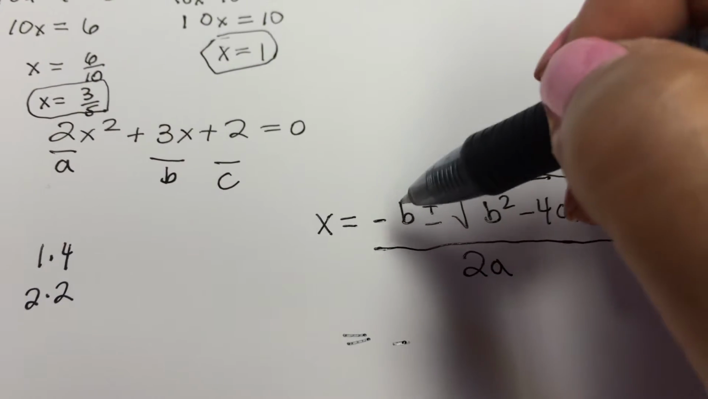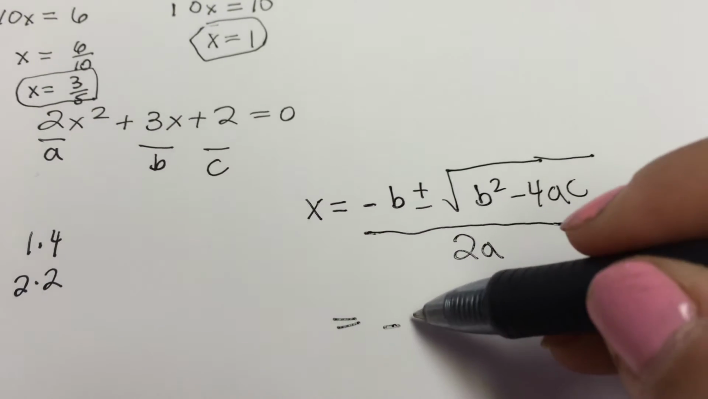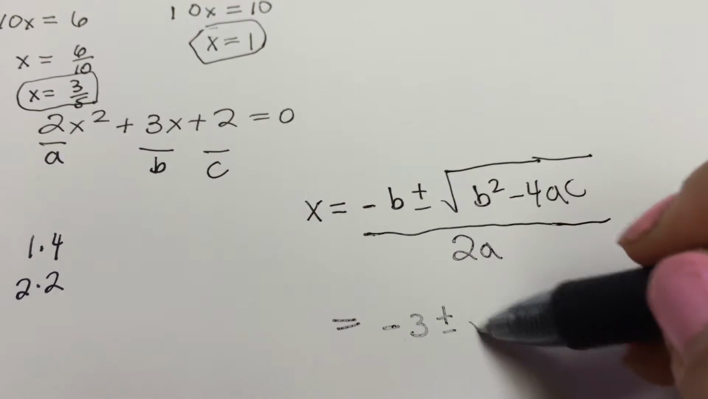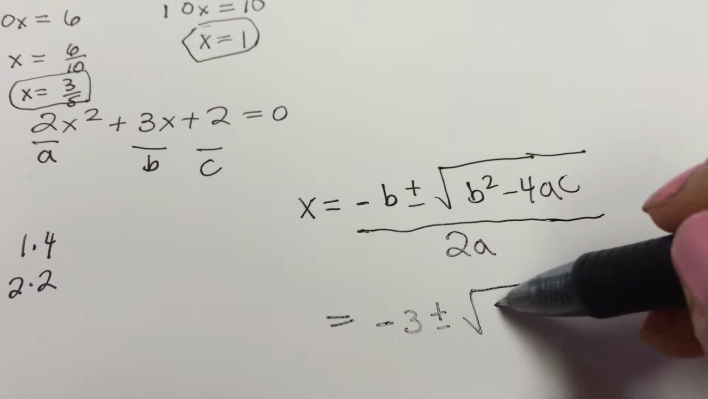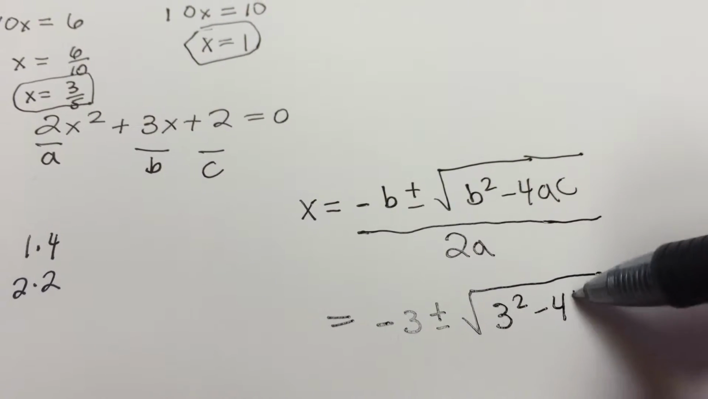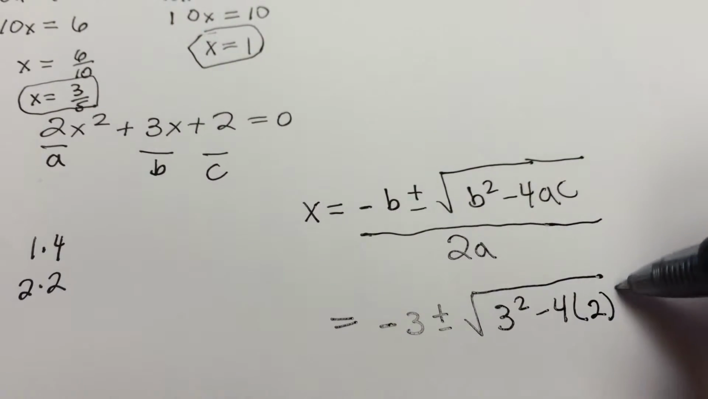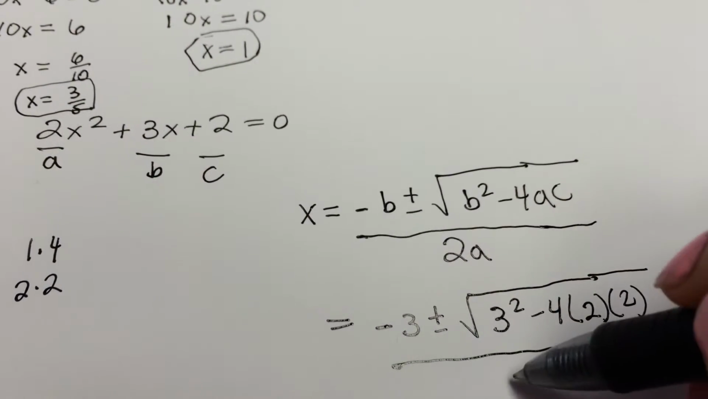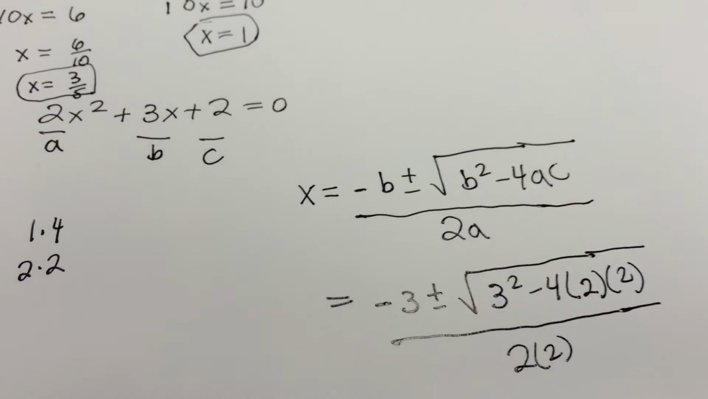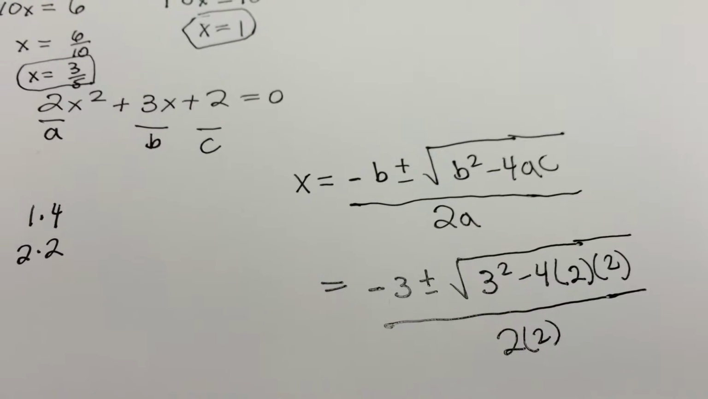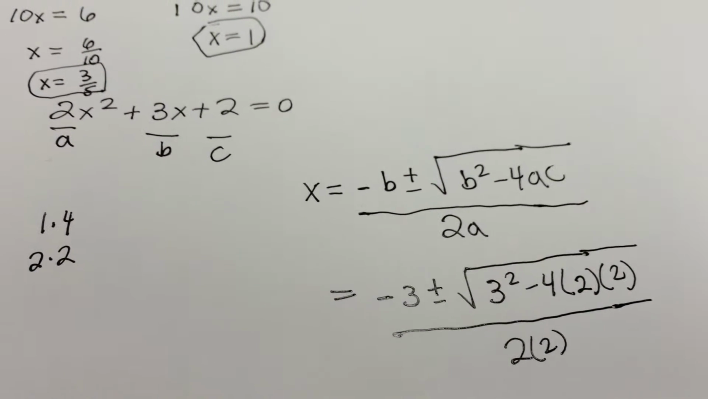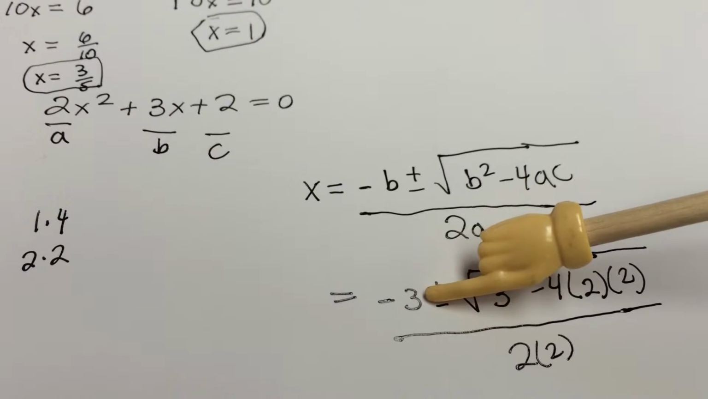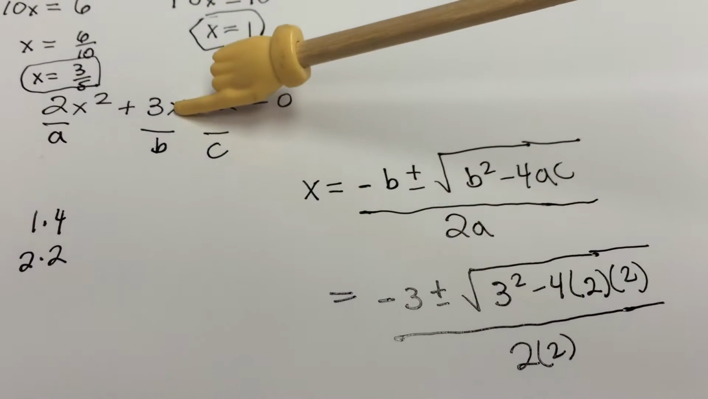So then b in this case is 3, so I have negative 3 plus and minus the square root of, b again is 3 squared minus 4, a is 2, and c is 2. All over 2 times 2. Okay, so again, I'm just going to point out where we're getting these numbers from. So this 3 right there was the b, that's this part right there.